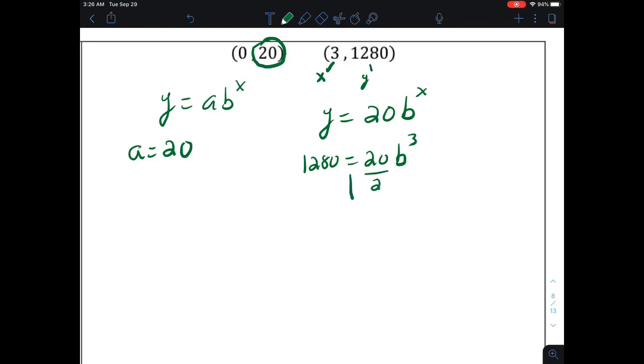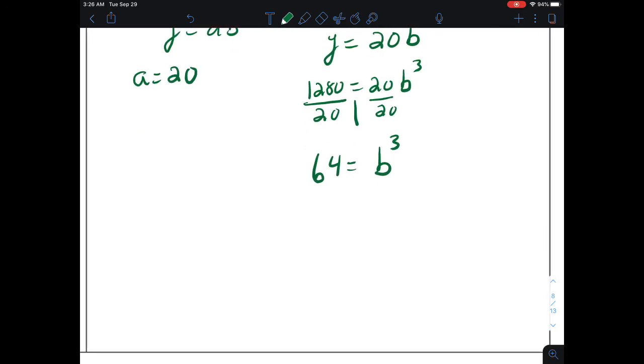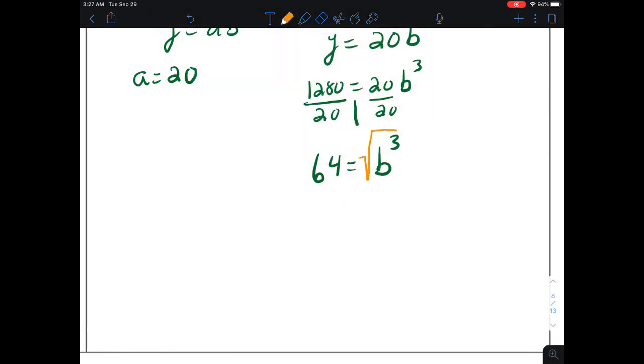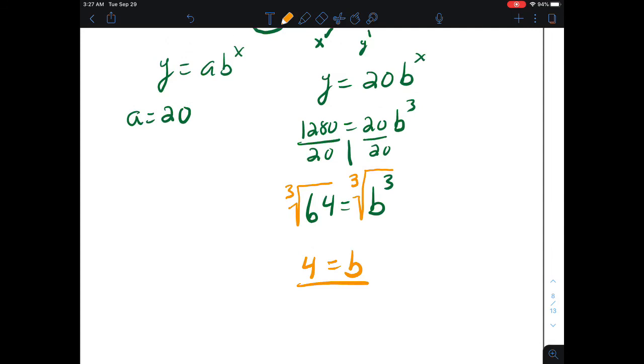I would start by dividing by 20. That gives us 64 is equal to b to the third power. From here we try to figure out what number times itself 3 times makes 64. To take the exponent of 3 off the b, we're taking the cube root. The cube root is asking yourself what number times itself 3 times makes 64. Well, that's going to be 4. So 4 is equal to b. Now we can finally write our final equation, y equals 20 times 4 to the x power.